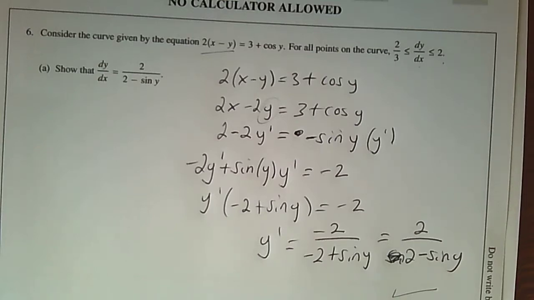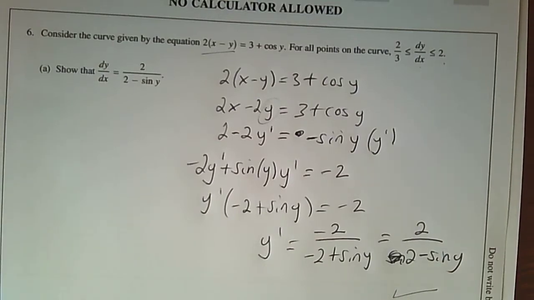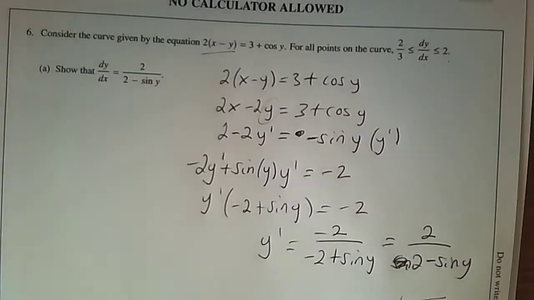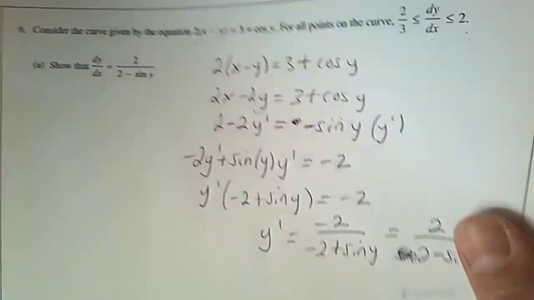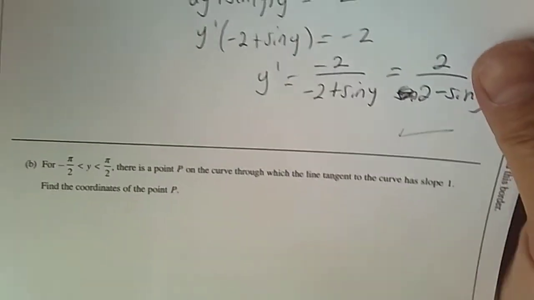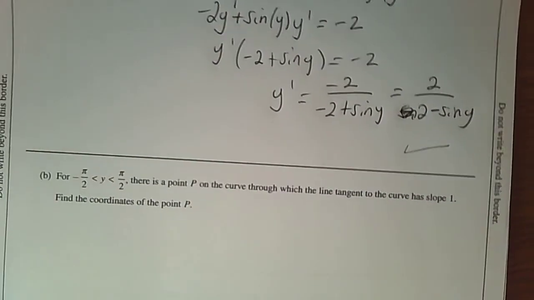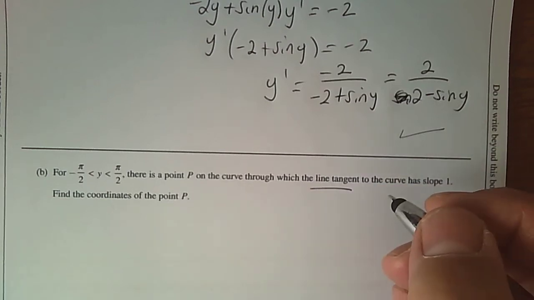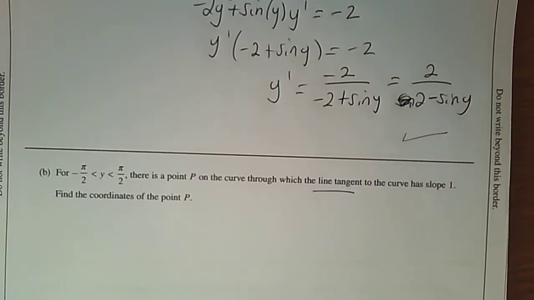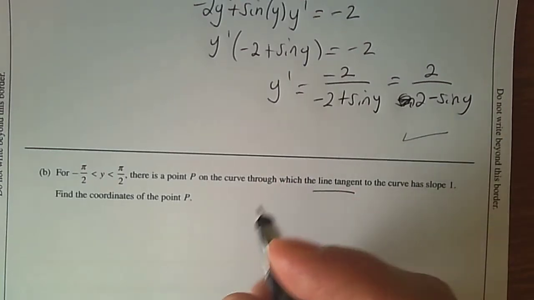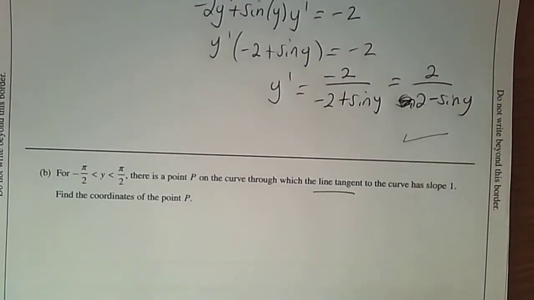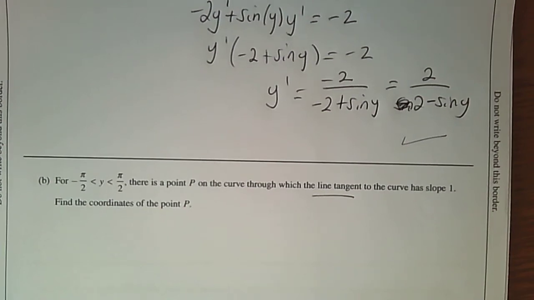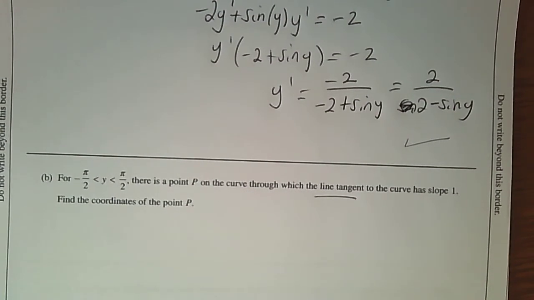Part B. For negative pi over 2 to pi over 2, there is a point on the curve through which the line tangent to the curve has a slope of 1. Find the coordinates of P. So I see line tangent. So if I want to understand that, then I need a tangent line that I'm going to work with. So how would I find that tangent line that has a slope to the curve has a slope of 1?